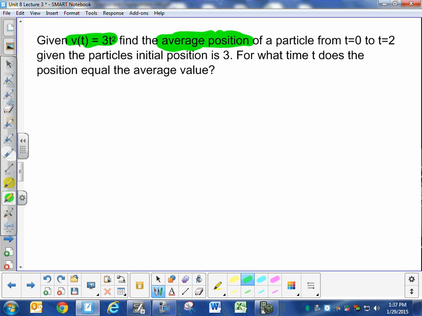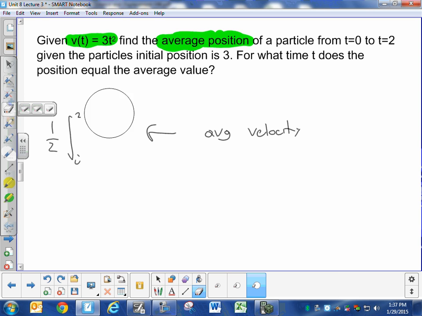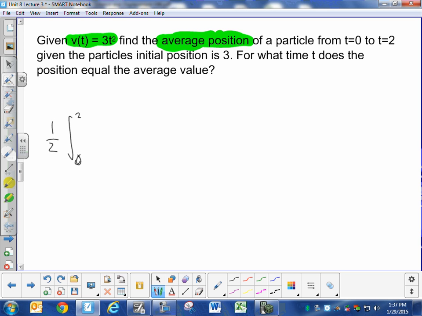I'm given velocity. If I plugged in 1/2 times the integral from 0 to 2 of 3t squared, this would be the average velocity. So don't make that mistake and just blindly plug in whatever you see. Think, read, answer. So I need to find average position. I best be having position in this integral.